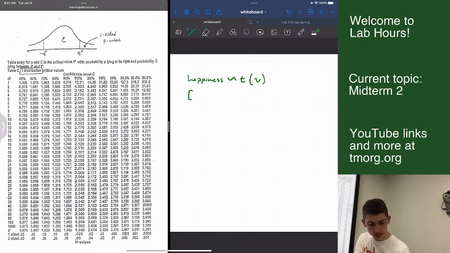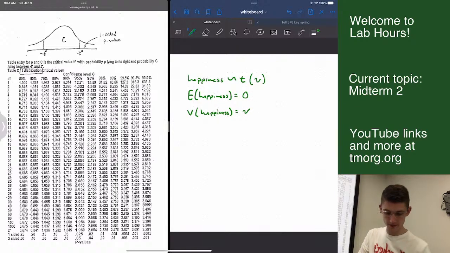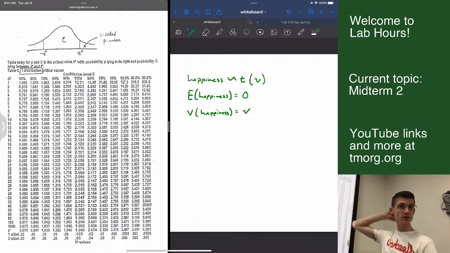But just remember that the expected value of happiness in this case would be equal to 0, and the variance of happiness is a function of the degrees of freedom. Definitely double check that in the review tomorrow when you come to class, but I am 90% sure that is the case as far as I recall. The reason I know that the expected value of happiness is 0 is because the t distribution is also centered at 0, just like the standard normal.